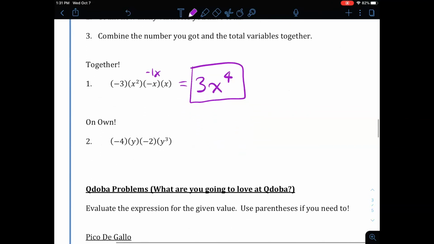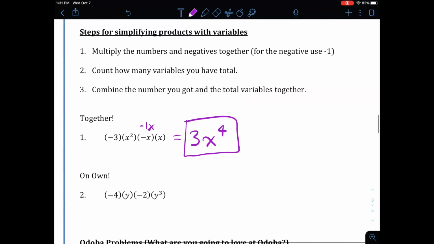All right, we got -4 times y times -2 times y to the 3rd. So we're multiplying these all together here. The reason why we can move these around and multiply what we want is because of the commutative property. We can multiply in any order that we want, okay? So we're going to multiply the numbers first. It's going to make it easier.